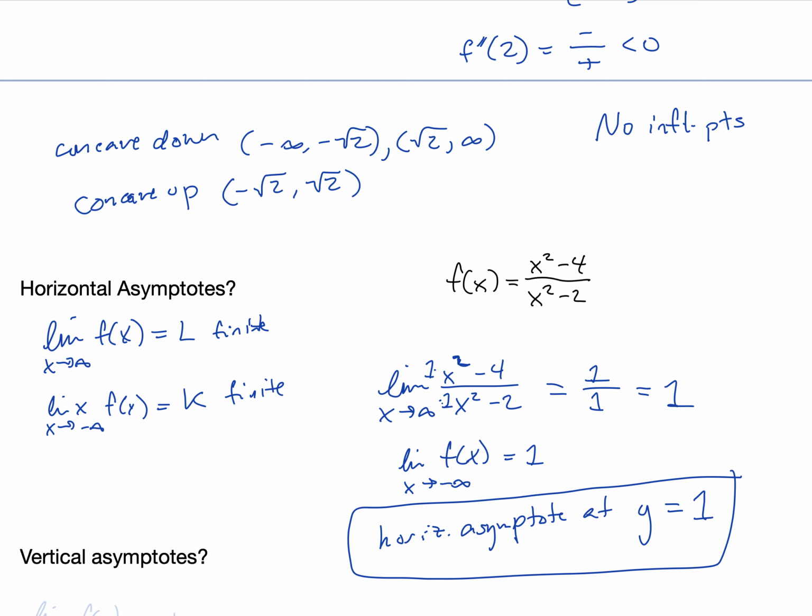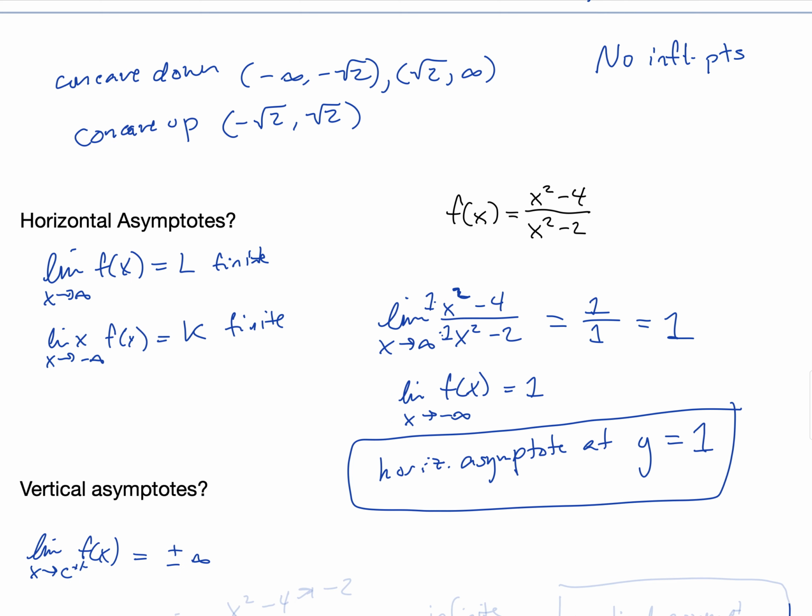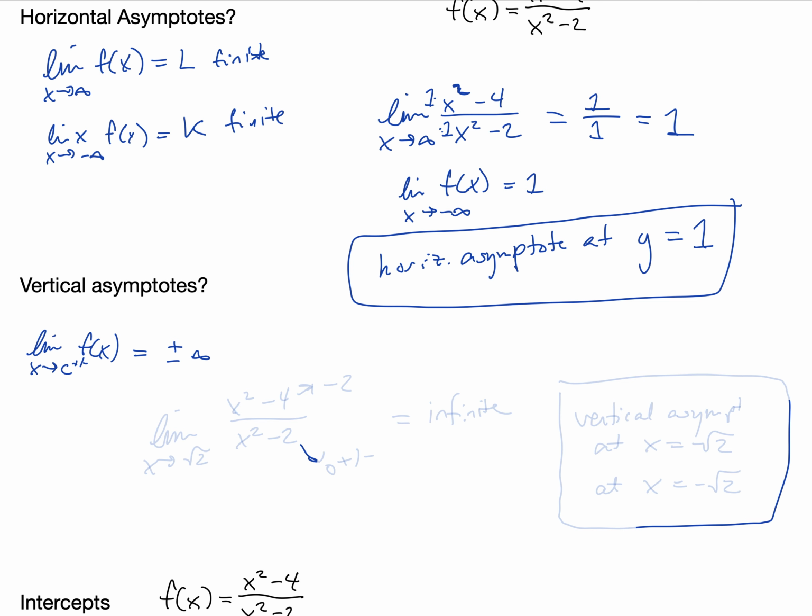So those are places where the limit as x goes to c of f of x is positive or negative infinity, and it could also be as x approaches c from the left or the right. Does that occur for f of x equals x squared minus 4 over x squared minus 2? Well, yes. So the places where the denominator equals 0 are going to give us vertical asymptotes.